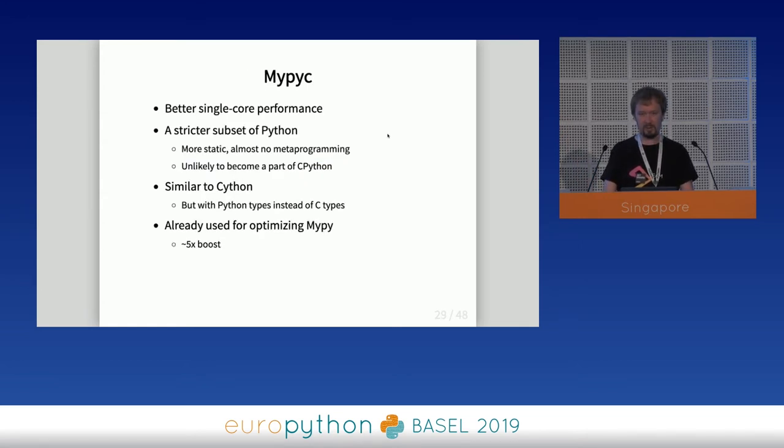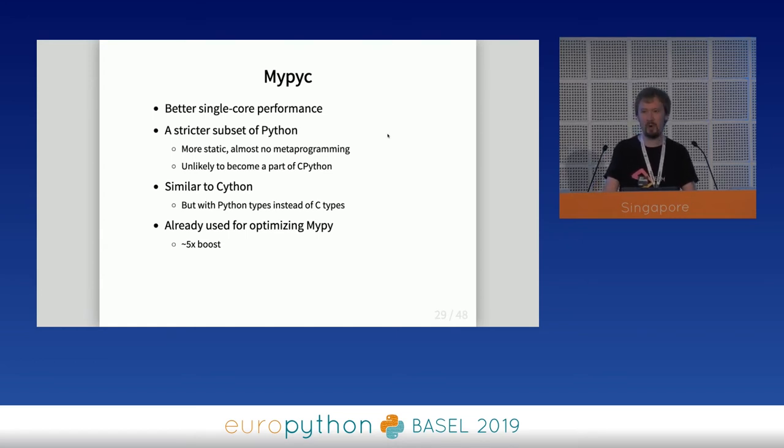And there are also a couple of things I would like to tell you about performance. One of the projects that I'm personally looking forward to is mypyc. It's something that could make your single core Python applications run faster by basically compiling them to C with a lot of calls to C extension APIs. But the idea is a bit different from what Cython does.